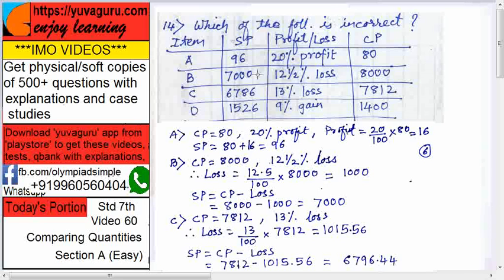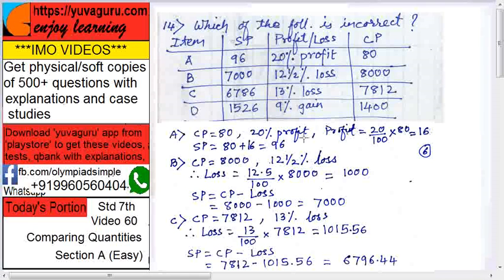Let's start with A. Cost price is given as 80, with 20% profit. So cost price plus profit. We have to find the profit now. Profit is always calculated as percentage upon 100 into cost price. So the 100s cancel and 16 remains. So profit equals 16 rupees.